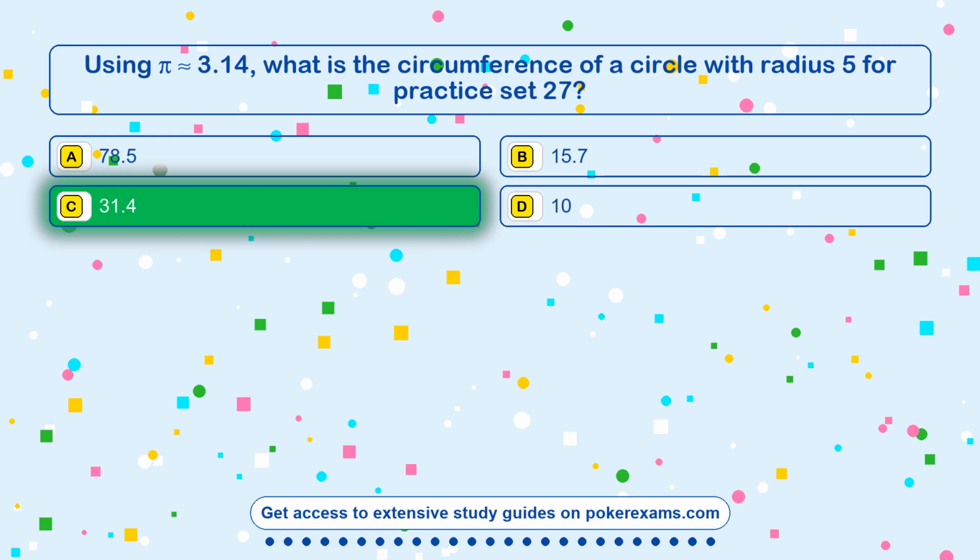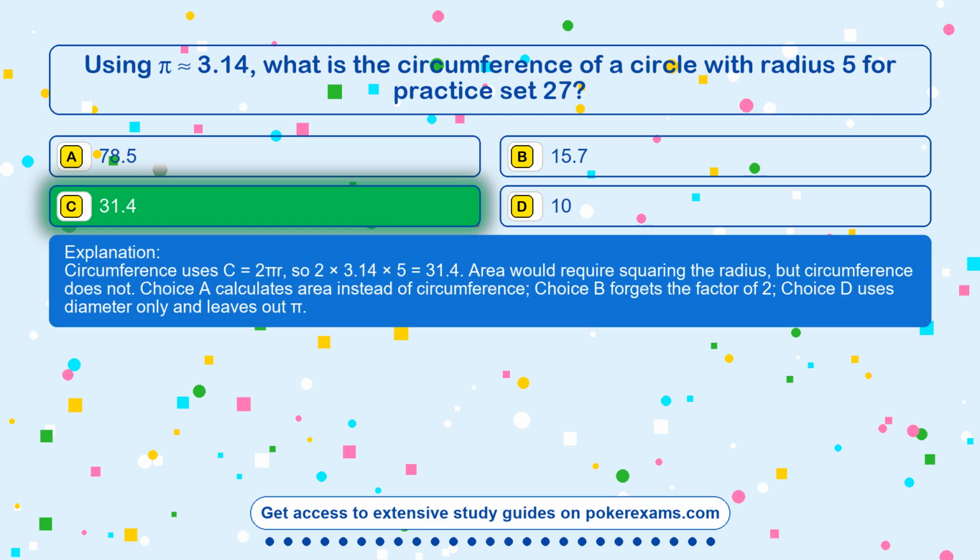The correct answer is option C, 31.4. Circumference uses C equals 2 pi r, so 2 times 3.14 times 5 equals 31.4. Area would require squaring the radius, but circumference does not. Choice A calculates area instead of circumference. Choice B forgets the factor of 2, Choice D uses diameter only and leaves out pi.